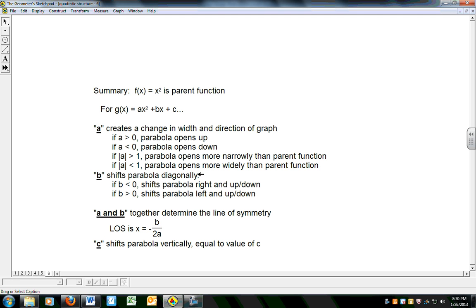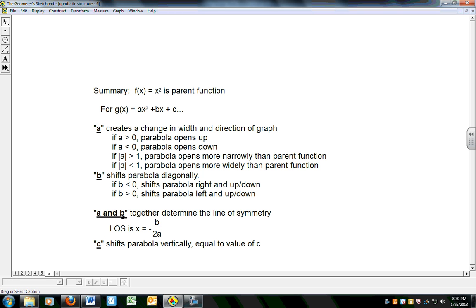B shifts a parabola diagonally, and I'm not really going to get too clear right now on how that shift happens, but what we did notice is if B is less than 0, the parabola shifts right, and it goes up or down some amount depending on the value of A. If B is greater than 0, it shifts the parabola left, and up or down, again, depending on that value of a.